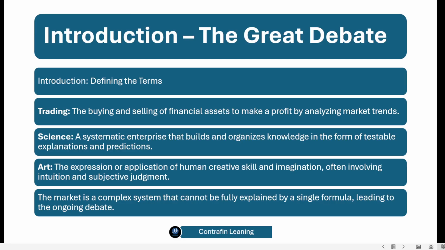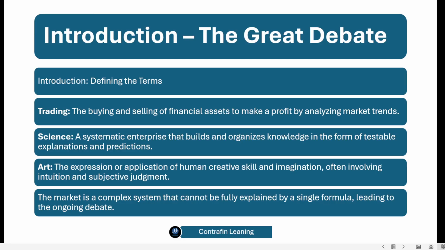So what is science? Science is very simple: a systematic enterprise that builds and organizes knowledge in the form of testable explanations and predictions. So science is saying that we can make certain rules, we can test them, and accordingly we can make predictions, the future predictions. That is what science is.